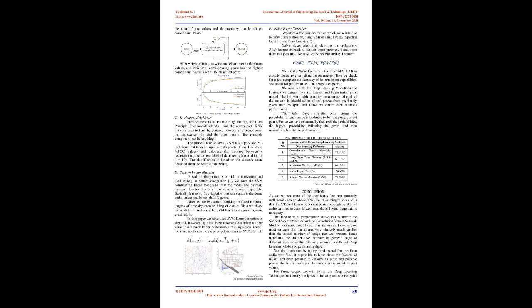The principal component can be anything. The process is as follows. KNN is a supervised ML technique that takes in input as data points of any kind, here MFCC values, and calculates the distance between k, a constant number of pre-labeled data points, with the optimal fit being k equals 13. The classification is based on the distance score obtained from the nearest data points.